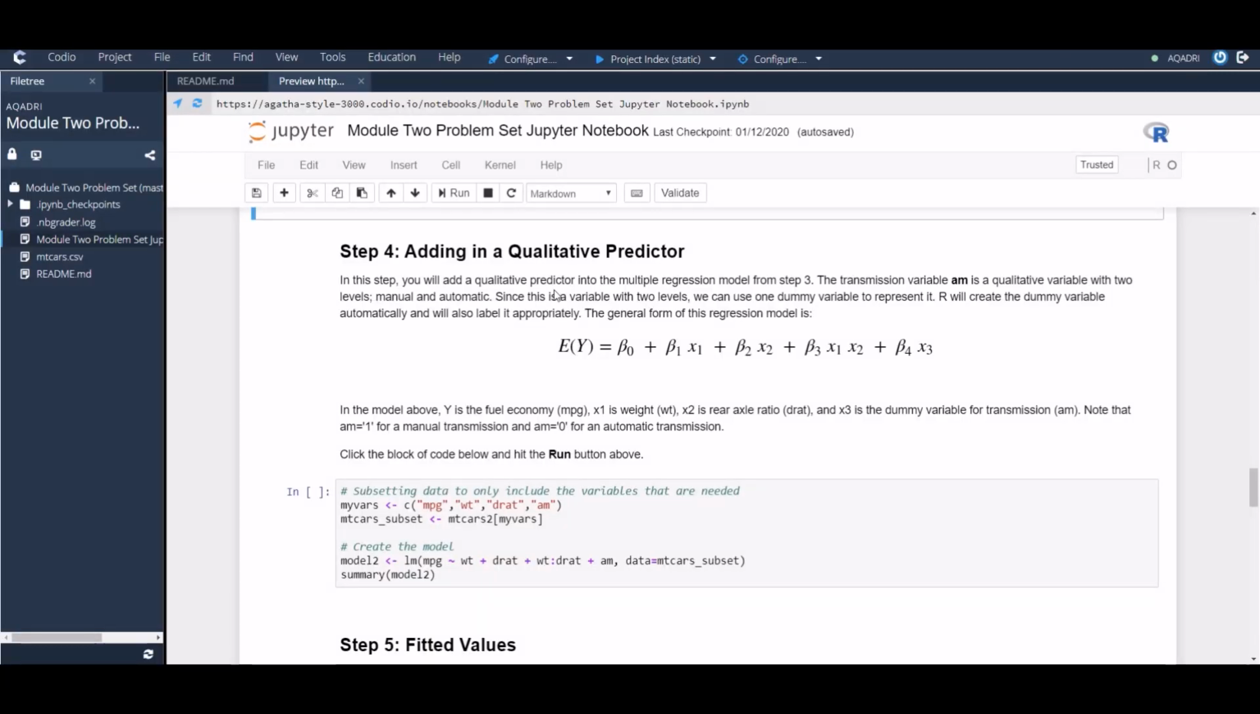Next, we will consider qualitative predictors. Up until now, we've only worked with quantitative predictors that take numeric values.